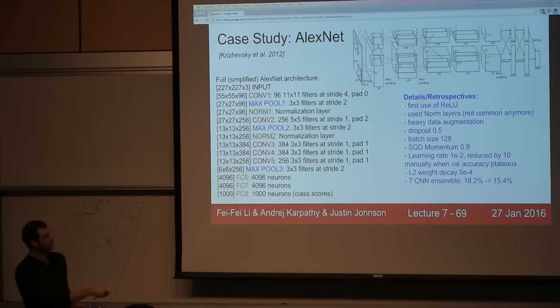Now, in terms of conv architecture, what was interesting about it at the time when it came up is it was the first use of rectified linear units, or at least I would say definitely popularized it, at least in the computer vision community. It used normalization layers, which are not used anymore too much. It used heavy data augmentation. We'll go into that quite a bit.